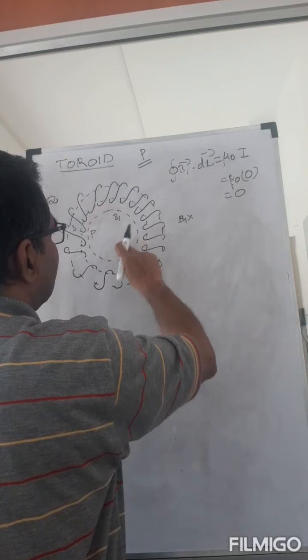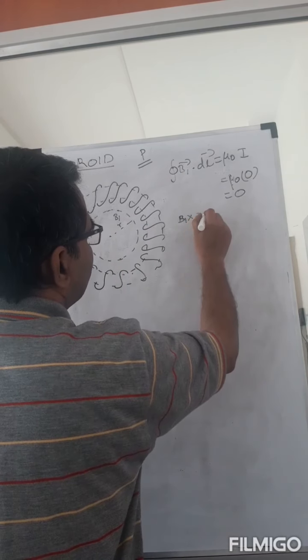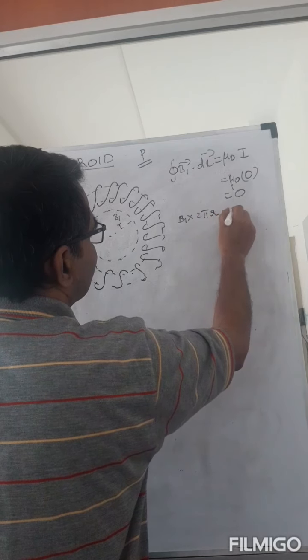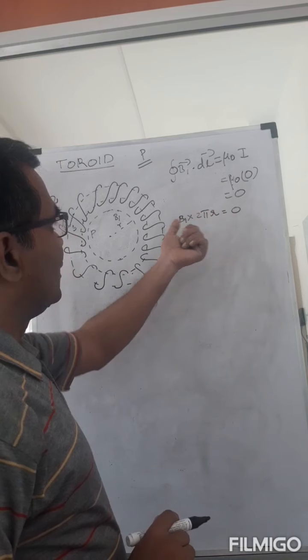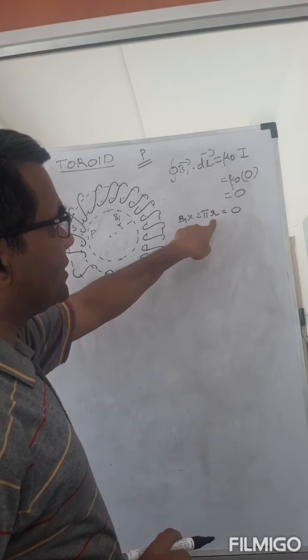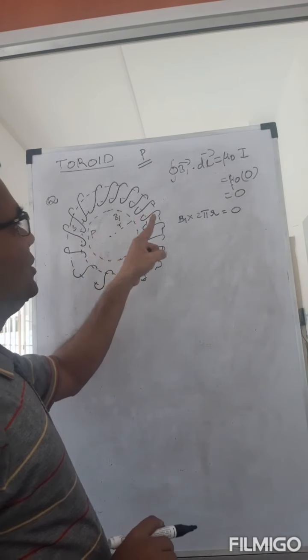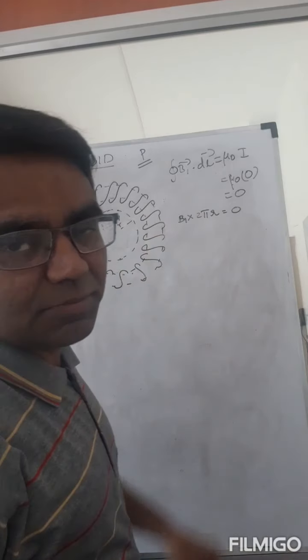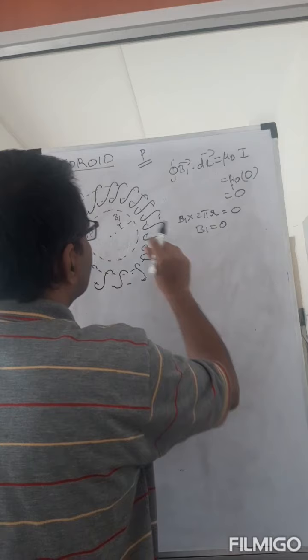what should I have? If you have the center, and this is going to be R, so B1 times 2 pi R is equal to 0. When can this be 0? Either when R is equal to 0 or B1 is equal to 0. R cannot be 0. So only B1 has to be 0. So we say that B1 is 0.